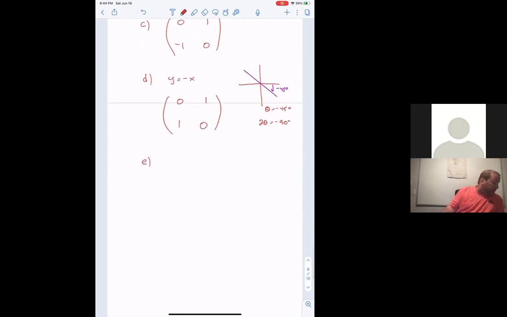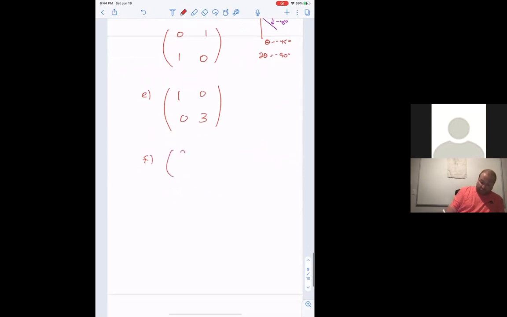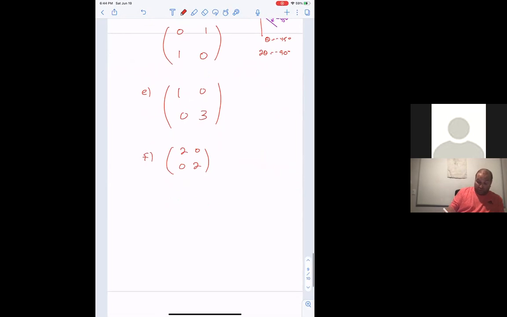Part E, vertical stretch by a factor of 3: 1, 0, 0, 3. Reading it right off the sheet. F, an enlargement scale factor 2: 2, 0, 0, 2. Done. If you know your matrices, the horizontal stretch, the vertical stretch, and the enlargement are pretty straightforward, you just rattle them off.